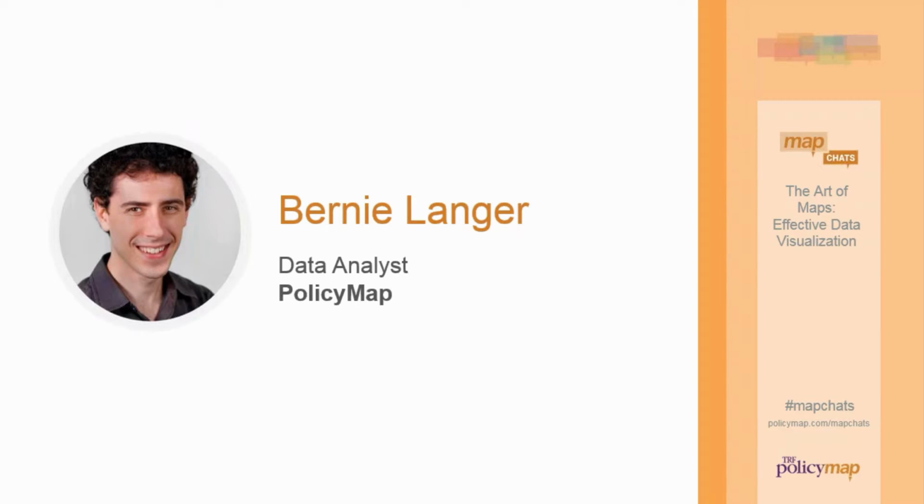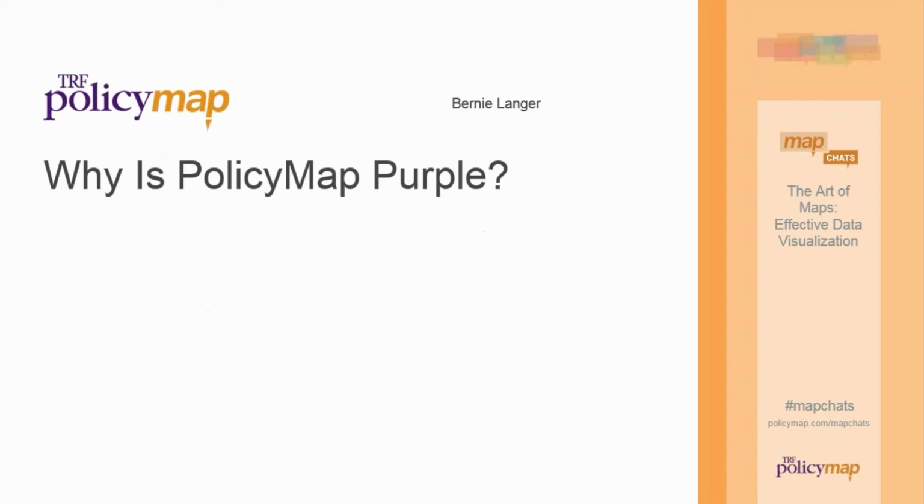All right, so I've been working at PolicyMap since before it was born in 2007. I'm mainly responsible for helping to keep our data catalog up to date, but also deal with some of the aspects of display, such as color. So the question I'm going to mainly be answering today is, why is PolicyMap purple? We've been asked that more and more recently, and the answer has been surprising to some people.